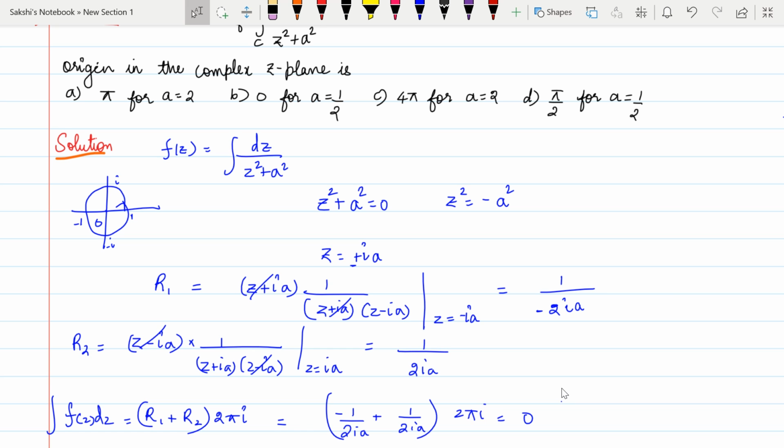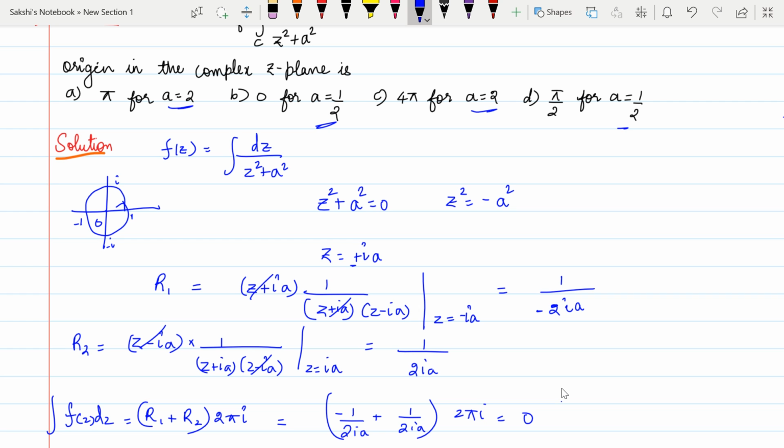And sometimes we can get some other answer instead of 0 while solving like this. So what should you do? You have to see if the value given for a lies inside the circle or not. So there are only two values given, a is equal to 2 and a is equal to half. For a is equal to 2, if you see, it does not lie inside the contour. So therefore you are not going to consider the a is equal to 2 value. So now when you consider a is equal to half, you are given two options. For a is equal to half, one is pi by 2, and the other is 0.